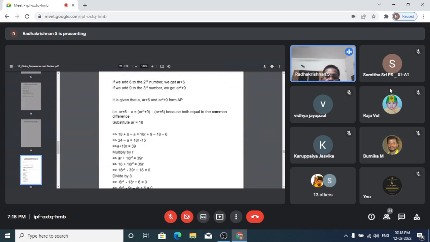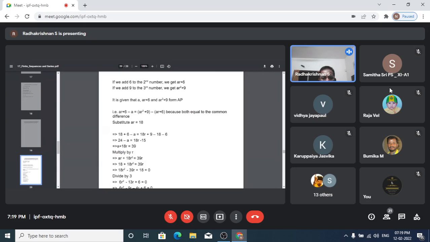But we already know that AR is equal to 18. So when we substitute, we get an equation. Substitute AR equal to 18. So we put AR as 18 here; R stays as it is. Minus A equal to AR square plus 9 minus 18 plus minus R. Since AR is 18, it becomes 18R. So simplifying, we get A plus 18R equal to 39.